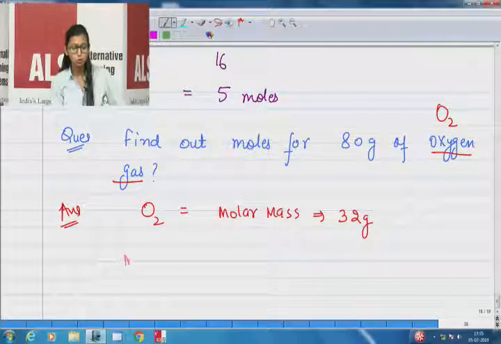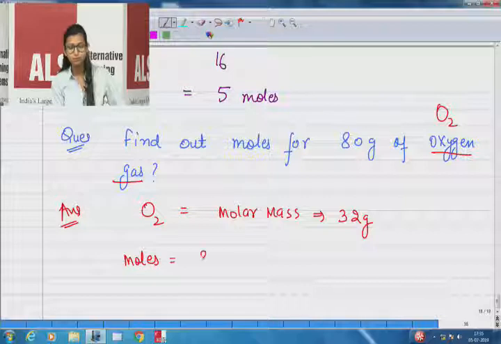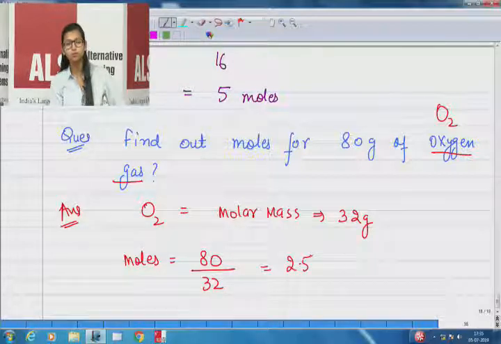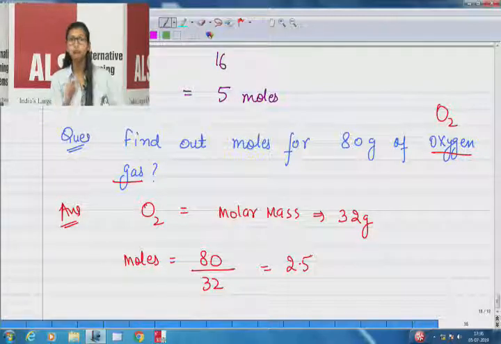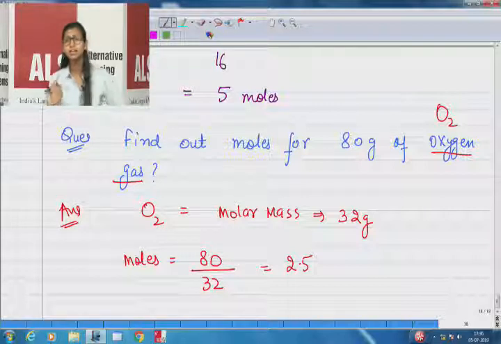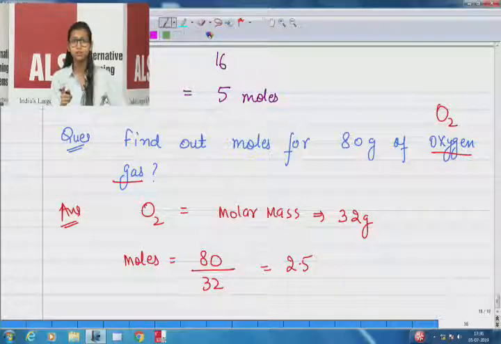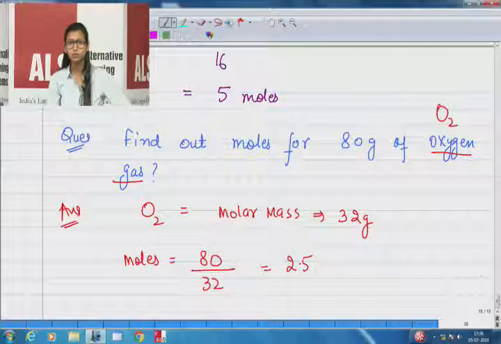So what will be the moles this time? It will be 80 divided by 32. So the answer will be 2.5. This was the only thing. So always take care: if I am writing nitrogen gas, N2 will be there. If I am writing hydrogen gas, H2 will be there. So just take care of this thing.